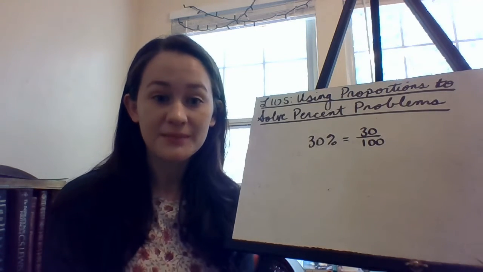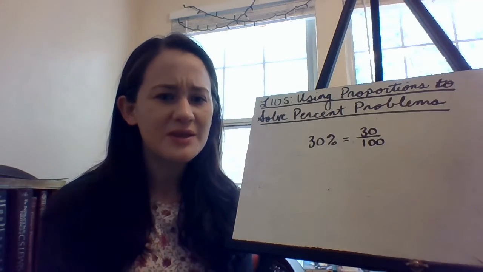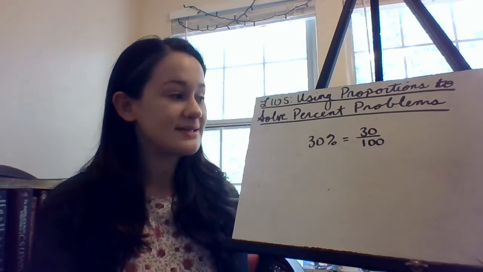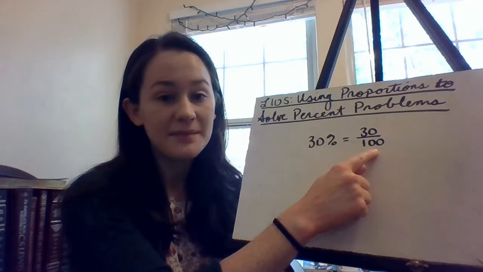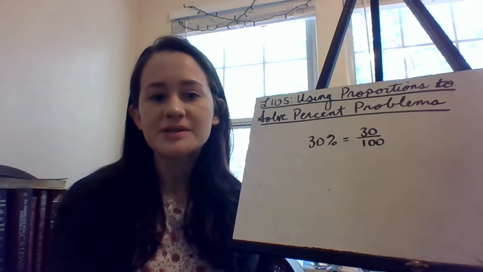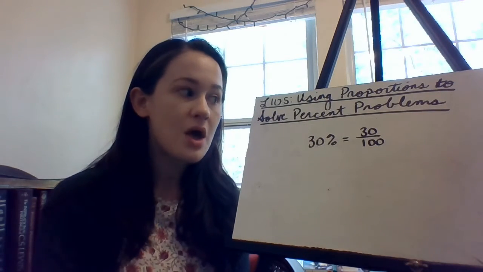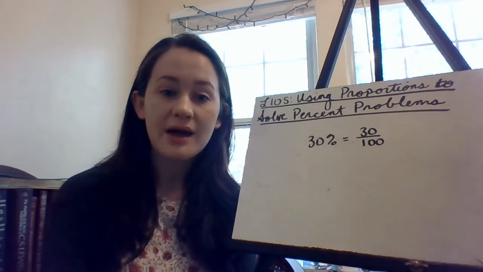Let's jump into lesson 105, which covers using proportions to solve percent problems. So in the past, when we've worked with our percents, we've always been reminded that this percent sign tells us that our denominator is 100. So 30% would be 30 out of 100, or 40% would be 40 out of 100.